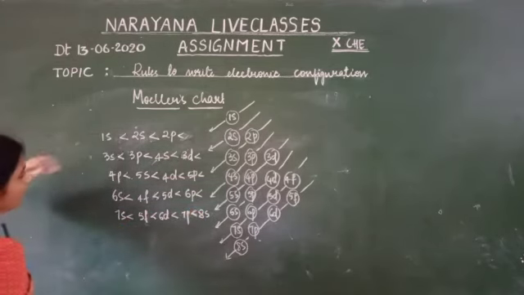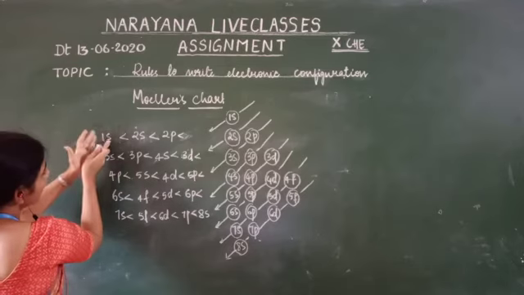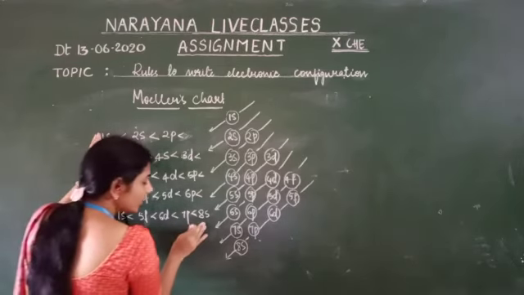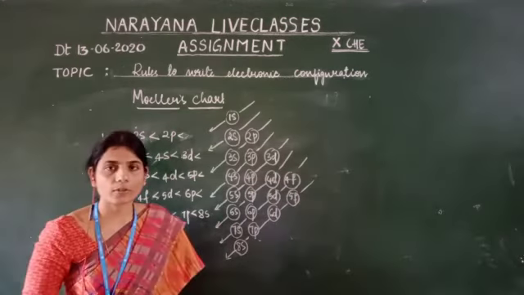So while we are filling the orbitals, first we have to fill the lower energy orbitals. So we will be starting filling the electrons from this orbital to this orbital in a series. So these are the answers for this assignment.